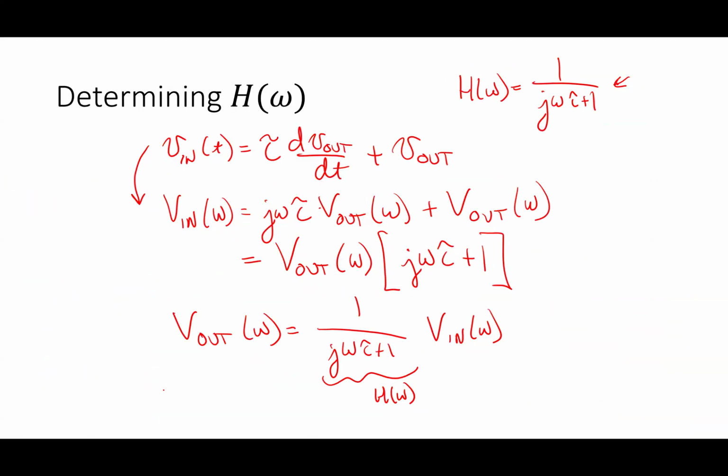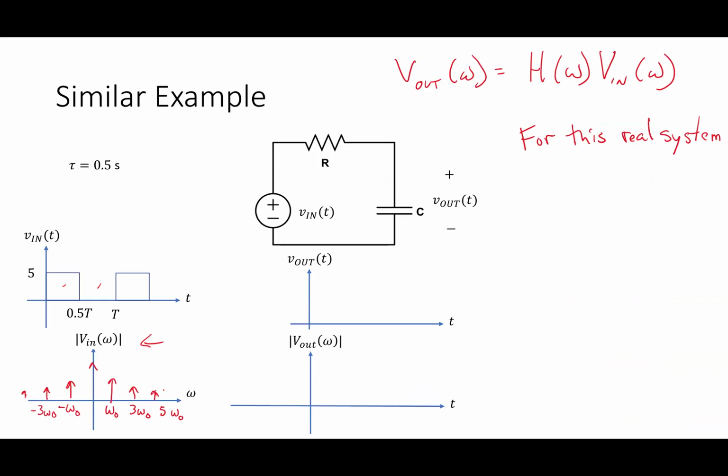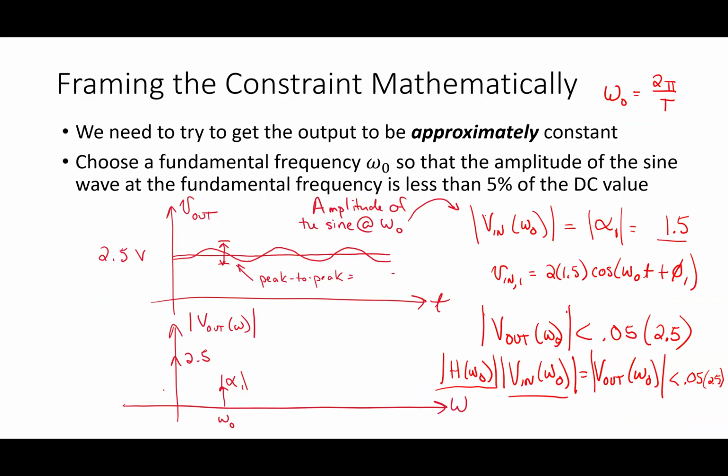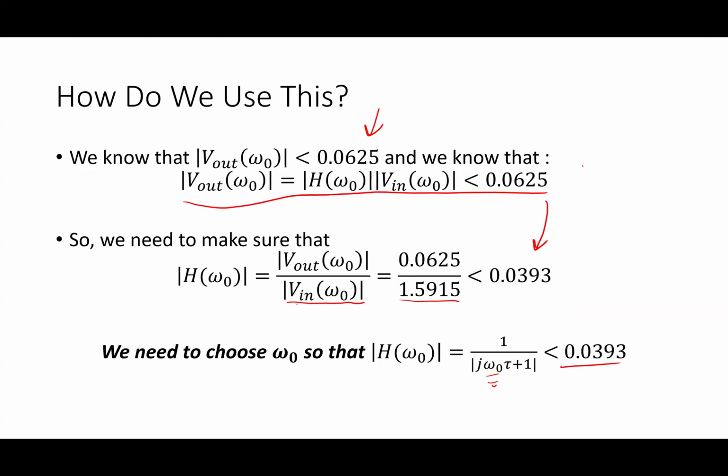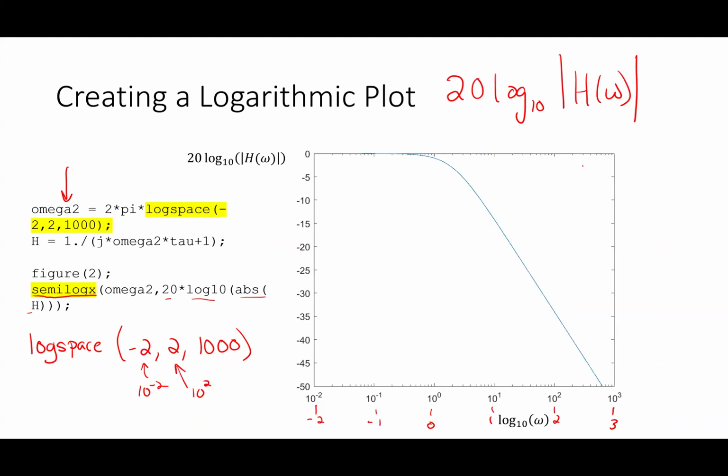All right, so essentially in this particular case, in my example here, I'm doing this for an RC circuit. My constraint was that I wanted the output to be approximately constant, and I wanted to choose the frequency omega naught so the amplitude of the sine wave at that frequency would be less than 5% of the DC value, which meant it was going to be less than 5% of 2.5, or 0.0625, was what we came up with.